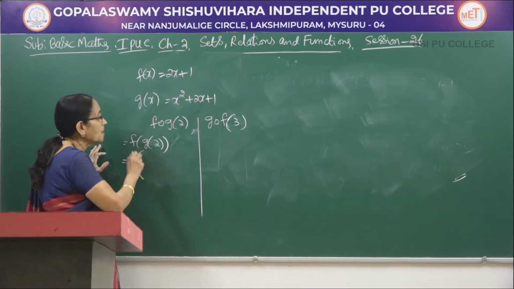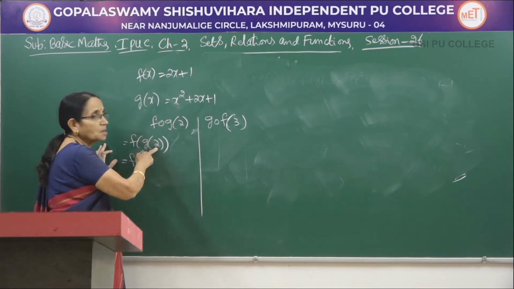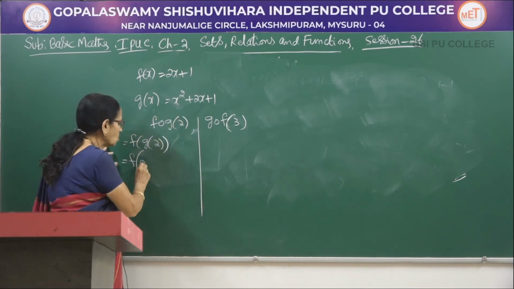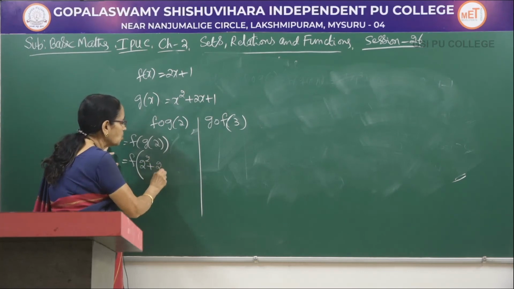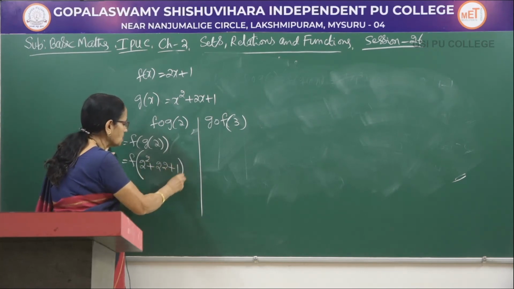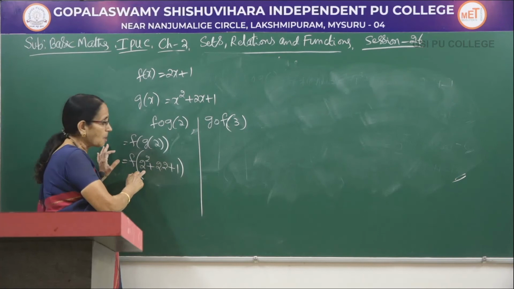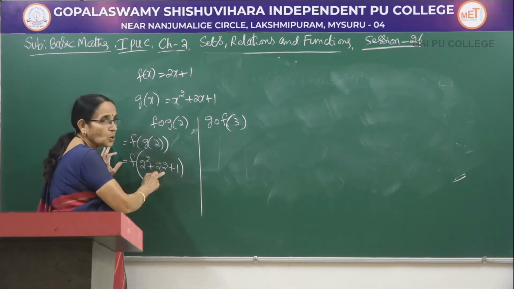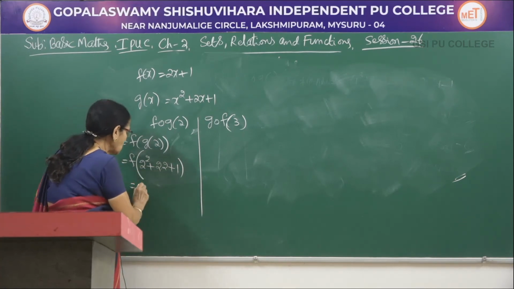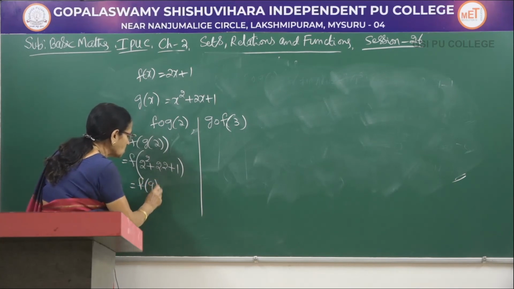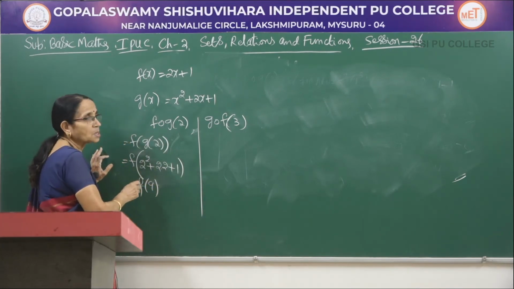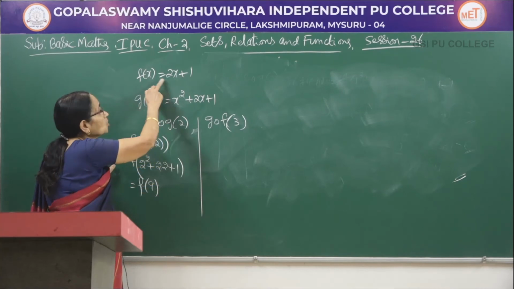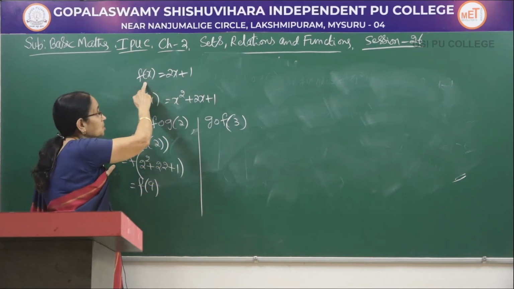Therefore f of g of 2, wherever x is there, write the value 2. That is 2 square plus 2 into 2 plus 1. So 2 square is 4. 2 2s are 4. 4 plus 4, 8. 8 plus 1, 9. Therefore it is f of 9. Now f of 9 means, go to this relation, this function.